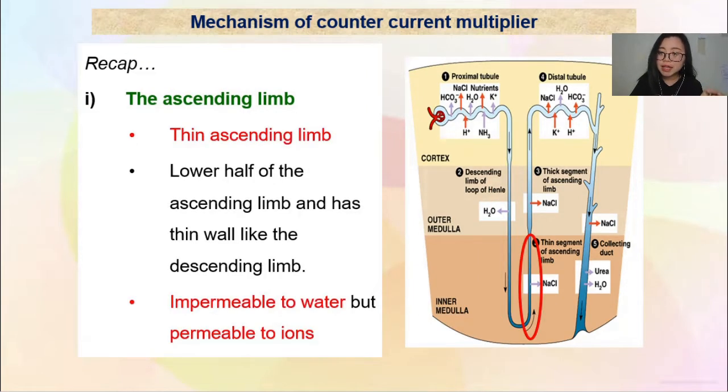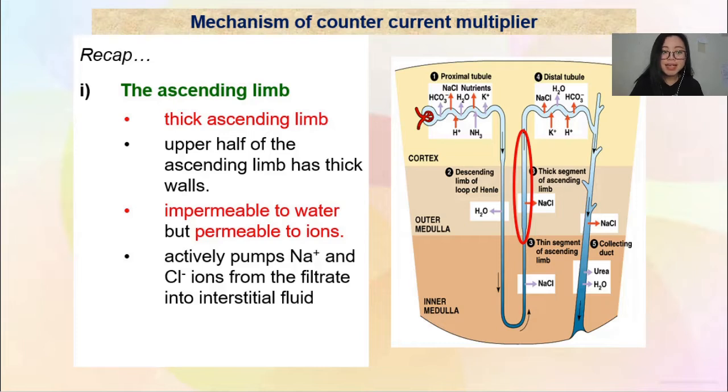Ingat balik, the ascending limb, it has a thin portion and a thick portion. The thin portion, the thin ascending limb, the lower half of the ascending limb, has thin wall. So it is impermeable to water. Walaupun dia nipis, air tidak boleh keluar. But permeable to ions. The thick ascending limb, bahagian atas, impermeable to water, permeable to ions juga.